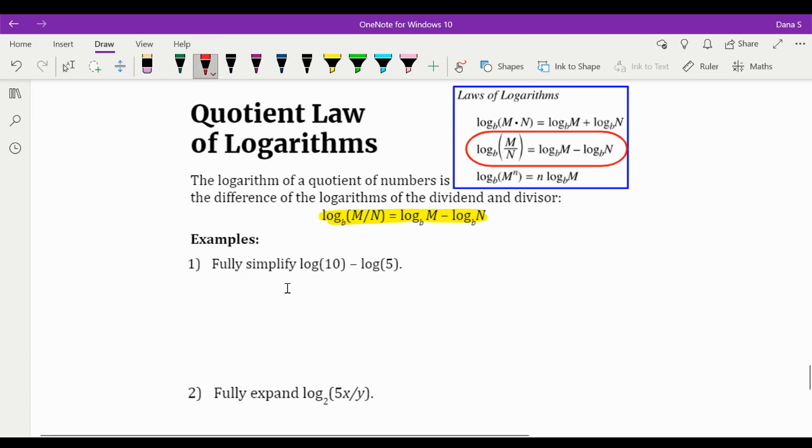For the first problem, we are being asked to fully simplify the common log of 10 minus the common log of 5. We currently have a subtraction, so we are going to be moving in the direction of writing it as a log of a quotient. That would give us log with 10 in the numerator and 5 in the denominator, which can be written as log 2, common logarithm of 2.